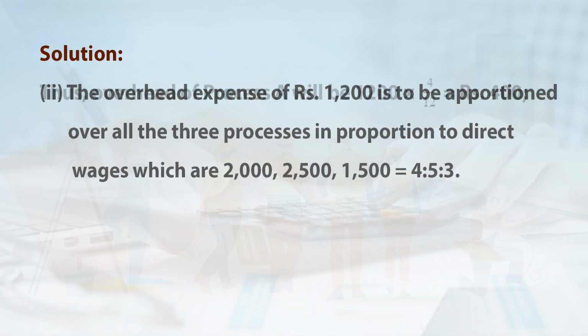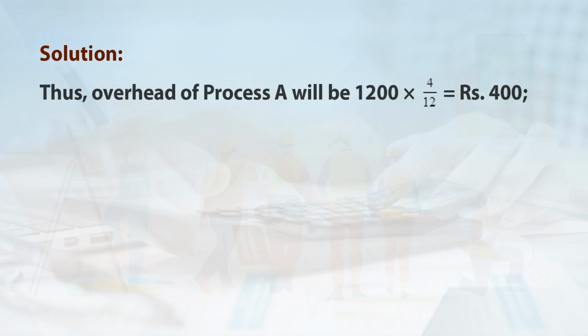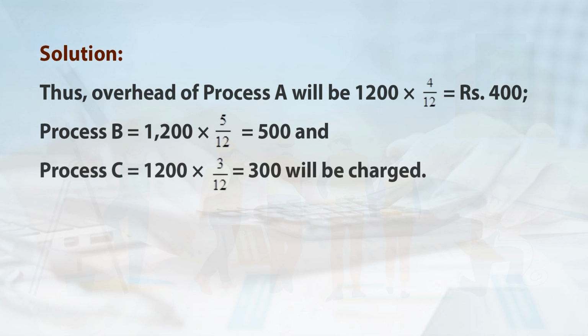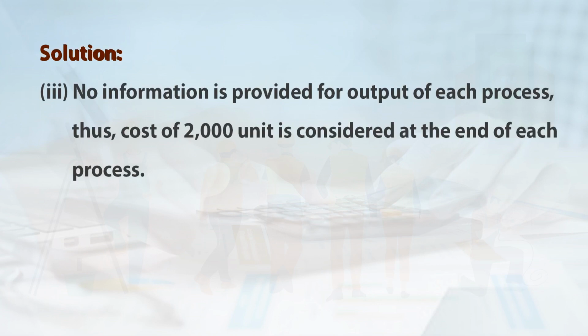giving us 4:5:3. Thus, overhead of process A will be 1200 multiplied by 4 divided by 12, which is equal to rupees 400. For process B, 1200 multiplied by 5 divided by 12, which is equal to rupees 500, and for process C, 1200 multiplied by 3 divided by 12, which is equal to rupees 300, and it will be charged accordingly. Third, no information is provided for output of each process. Thus, cost of 2000 units is considered at the end of each process.